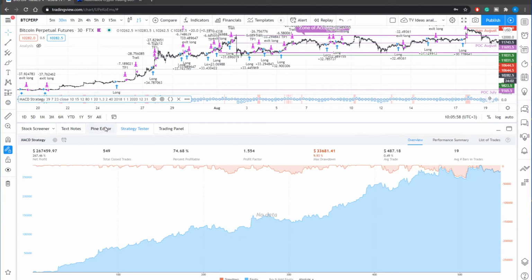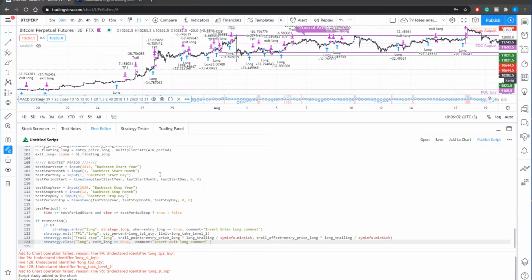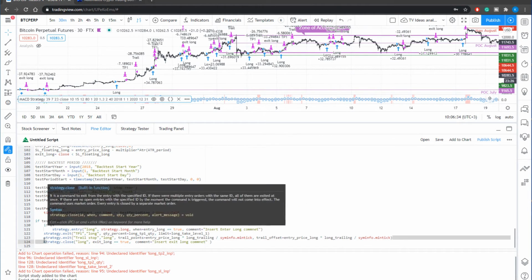Another thing that I wanted to mention, that this particular strategy is long only. To create the bot, you will definitely have to insert the enter long comment and the exit long comment. The take profit targets will be set in the bot on Wonderby Trading itself, together with the trailing stop.